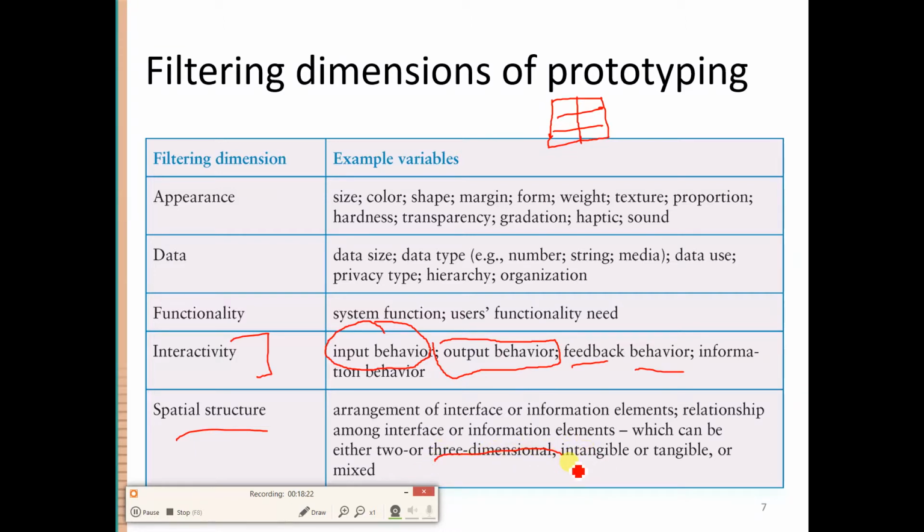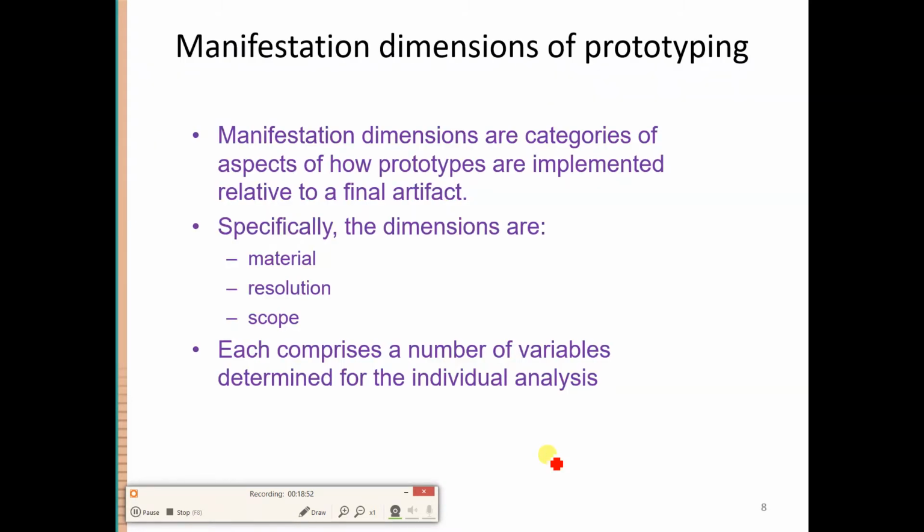Or sometimes we can filter the prototype based on whether it is tangible or intangible. Tangible means something which can be touched, so the user can touch the material and feel it. But some things are not touchable. For example, a hard copy is a tangible thing, but a soft copy or the application itself is not a tangible thing. So these are the filtering dimensions of the prototype.